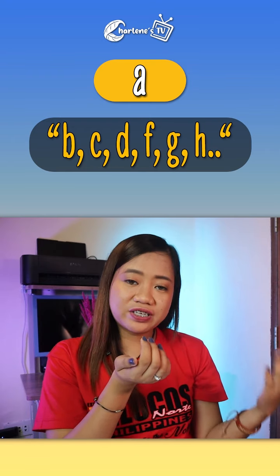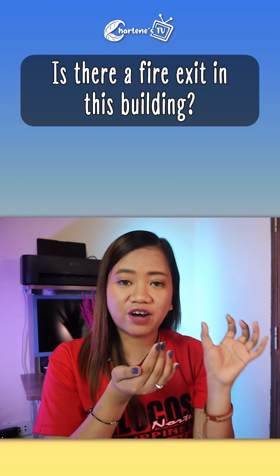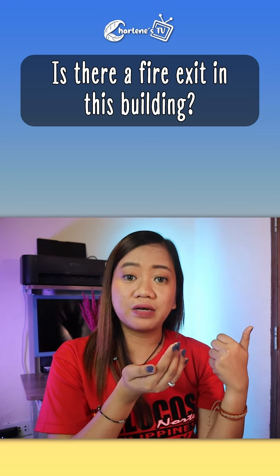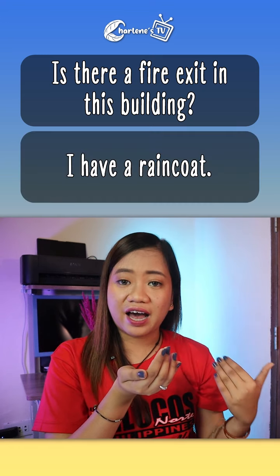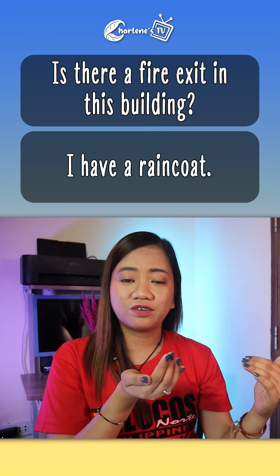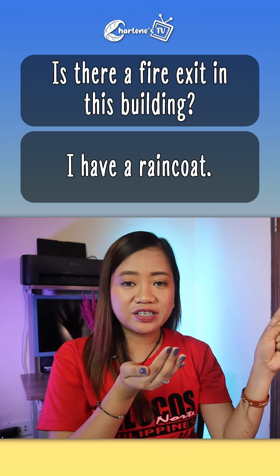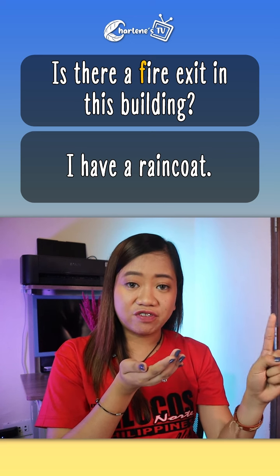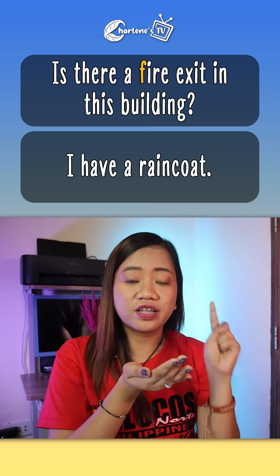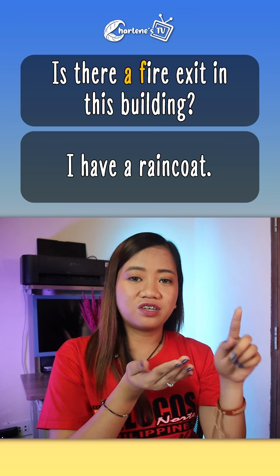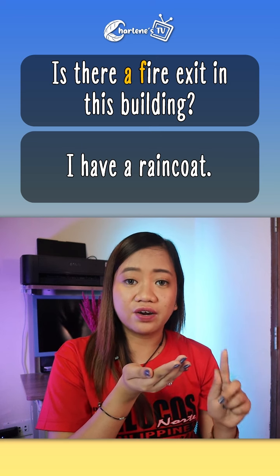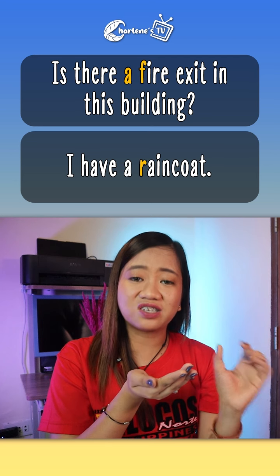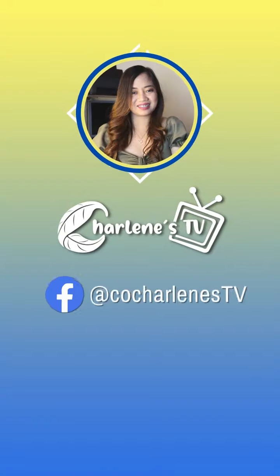Okay? So, for example, is there a fire exit in this building? I have a raincoat. Tingnan ninyo, a fire exit. Itong fire ay nagsisimula sa letter F. That's a consonant, so we use the article a. Sunod naman, itong raincoat, letter R, consonant din yan, so a din ang ginamit.